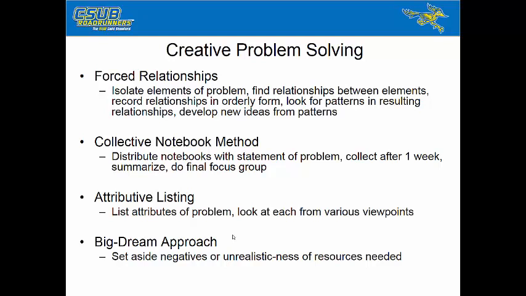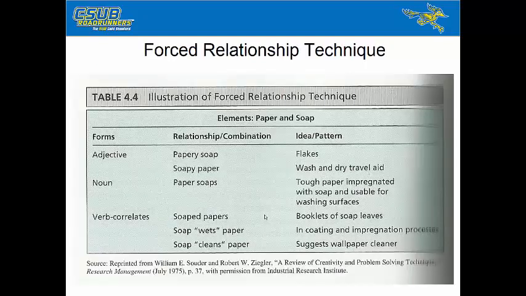Attributive listening. You list attributes of a problem and look at each from various viewpoints. Another way of creative problem solving. And then the big dream approach. Set aside negatives and unrealisticness of resources needed. So in the big dream approach, just forget about ways that it doesn't work. Forget about what the problems are going to be. Just think about the idea without the resources that you needed or the problems that are going to come up in trying to realize it. Different ways of coming up with creative ideas.